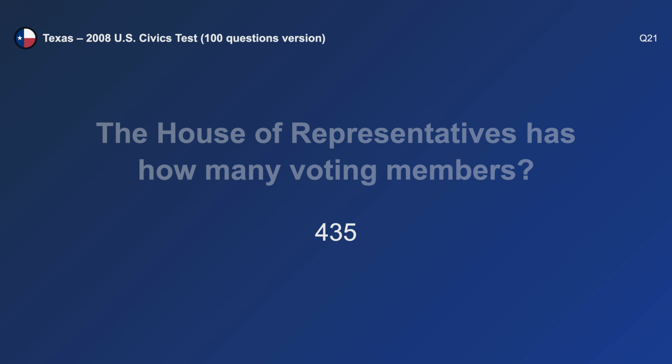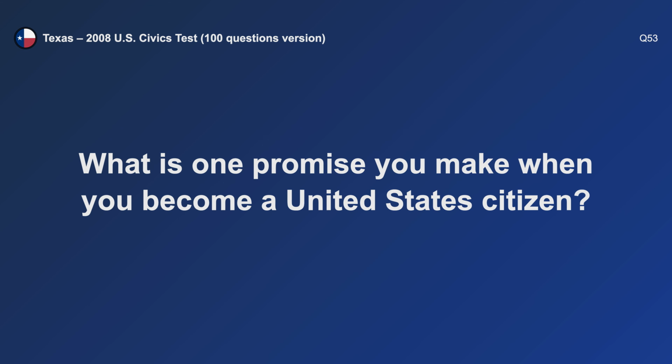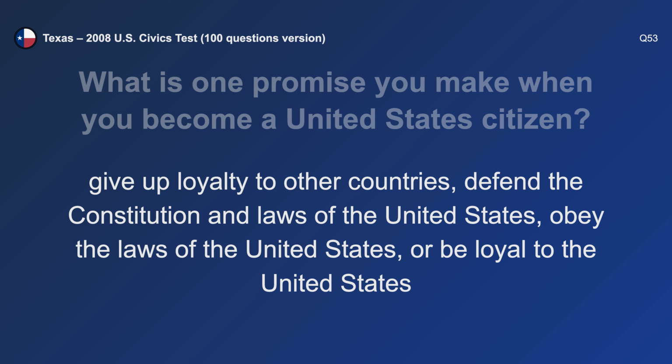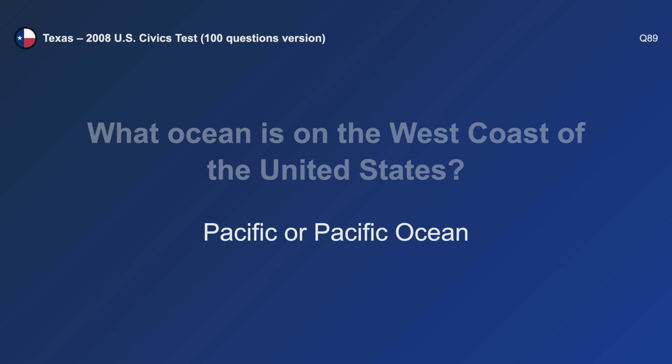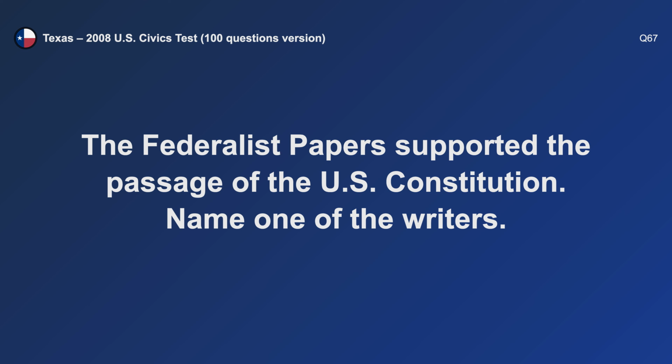435. What is one promise you make when you become a United States citizen? Be loyal to the United States. What ocean is on the west coast of the United States? Pacific. The Federalist Papers supported the passage of the United States Constitution.